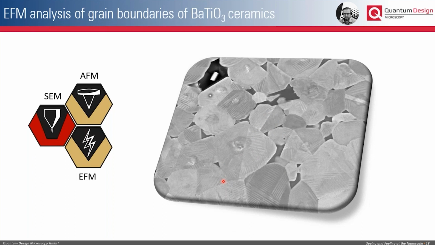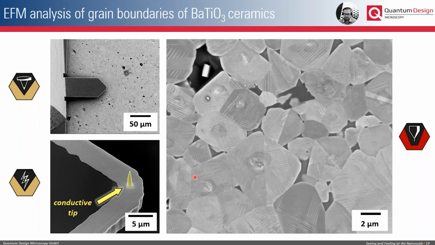And this is an experiment that you can only do if you really have the combination of AFM and SEM in one system. Because what we want to do is we have this barium titanite ceramic structure, so we need the SEM to identify the specific grains where we want to then perform the AFM analysis.